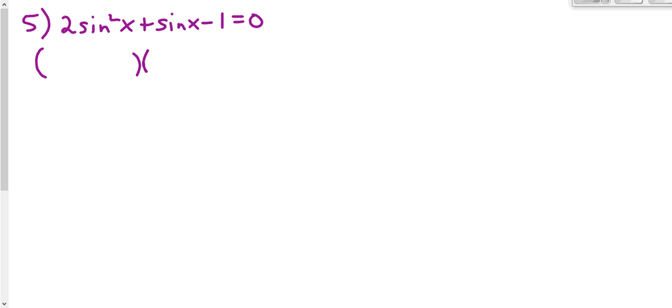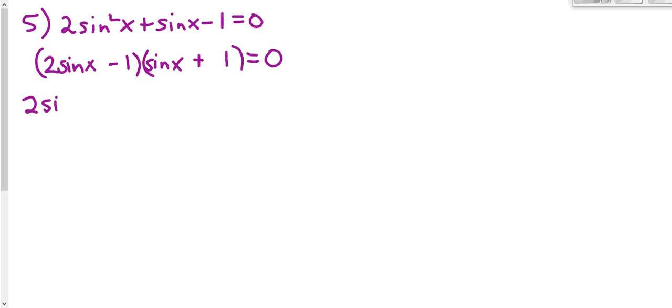Okay, let's take a look at number 5. So we have 2 sine squared theta plus sine x minus 1 equals 0. So we're going to factor this. It factors into 2 sine x times sine x for the firsts. And for the last, we're going to have 1 and 1. And then let's see what the signs are going to end up being. We're going to need a minus 1 and a plus 1 so that we end up with the correct middle term when we FOIL. And now we'll set each factor equal to 0.